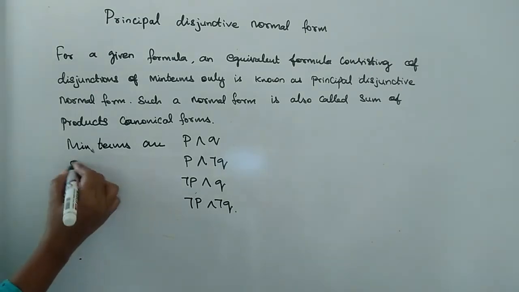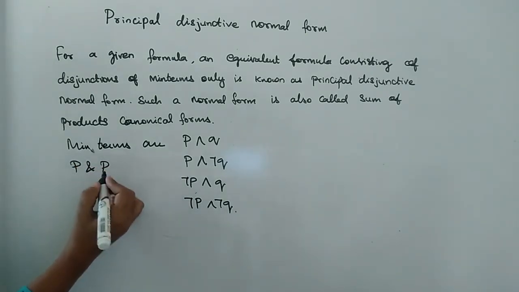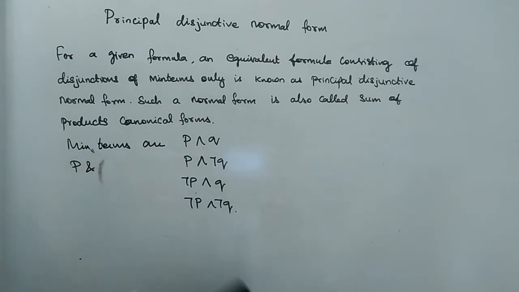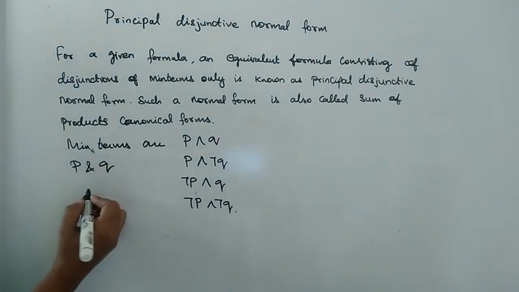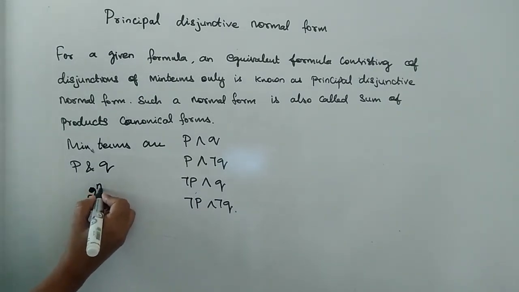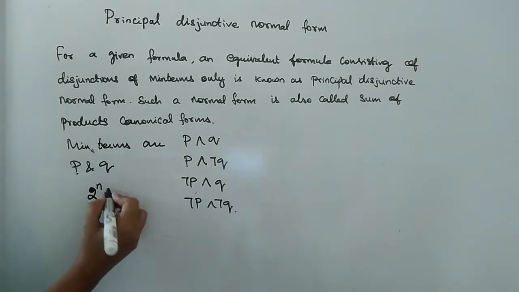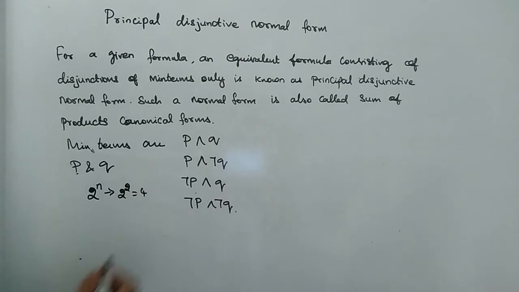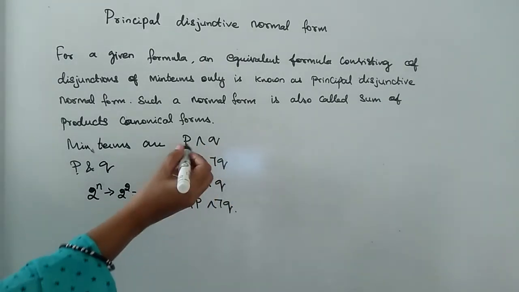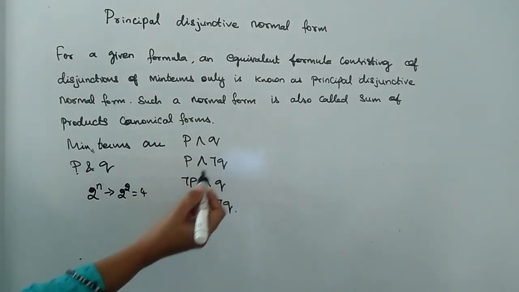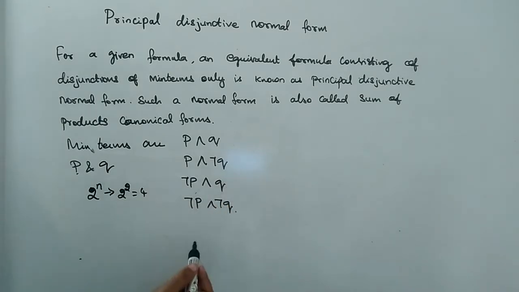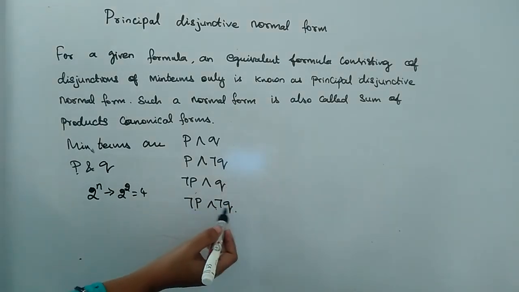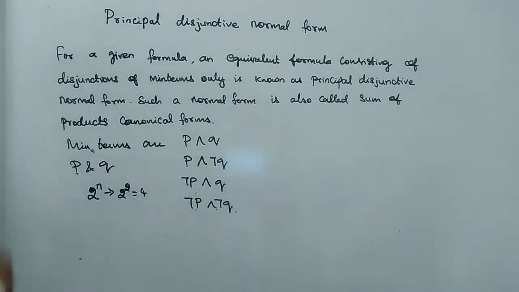If we have taken the two variables as P and Q, definitely you will have 4 possibilities. That's the formula that we have learnt, 2 to the power of n. Here, since we have two variables, 2 to the power of 2, we get 4 choices. That's why P and Q, P and negate Q, negate P and Q, and negate P and negate Q. These are all the min terms.